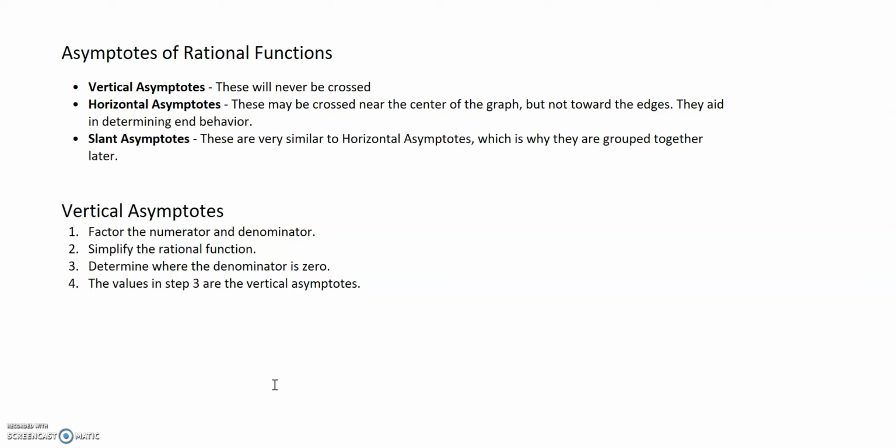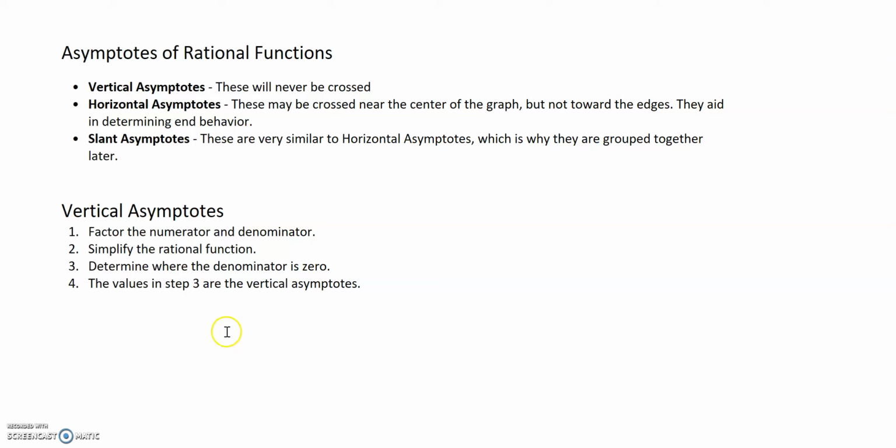These can be crossed toward the center of a graph, but they determine what happens on the far edges. So as x gets really big and x gets really small, the horizontal asymptote will start taking over. The same happens if instead of a horizontal asymptote, you have a slant asymptote. So the only difference there is it's no longer completely horizontal left and right. It has a slightly different slope.